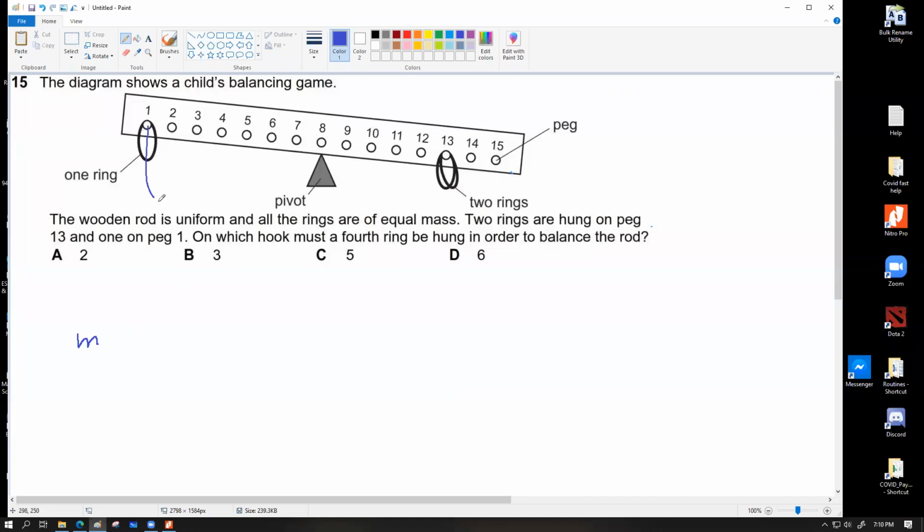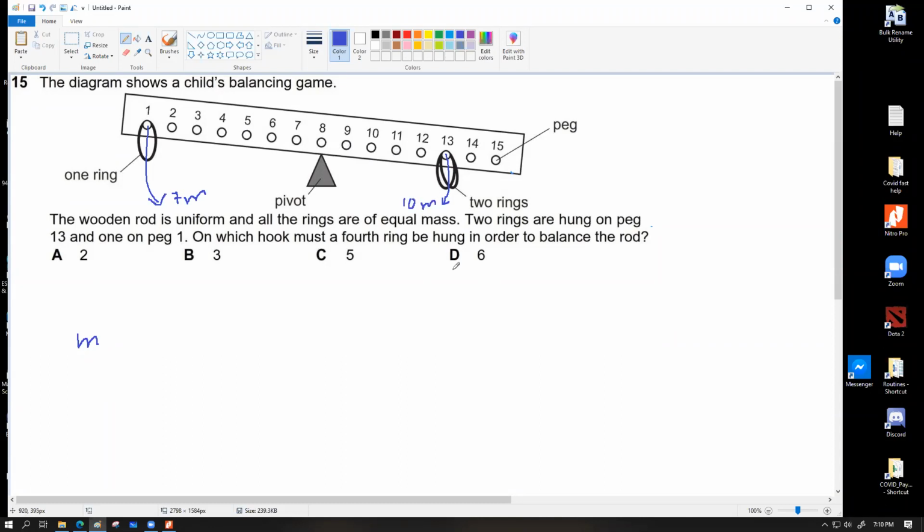So here the anticlockwise moment that is produced is how much? 1, 2, 3, 4, 5, 6, 7. So this would be 7m. That is the anticlockwise moment. How much would be the clockwise moment available from here? 1, 2, 3, 4, 5. 5 into 2, which means 10m.